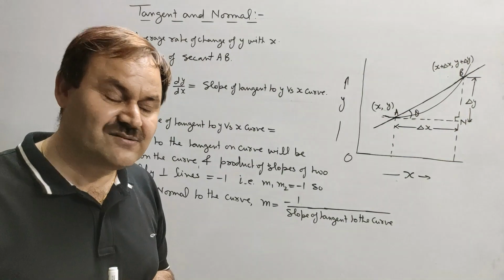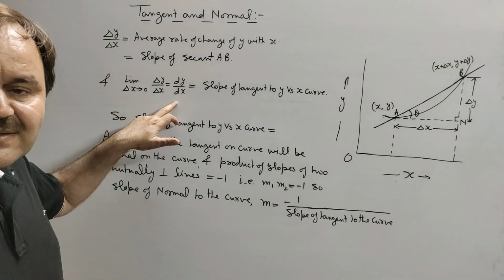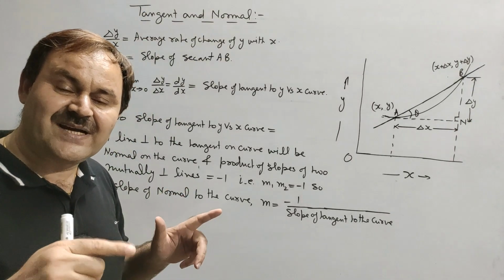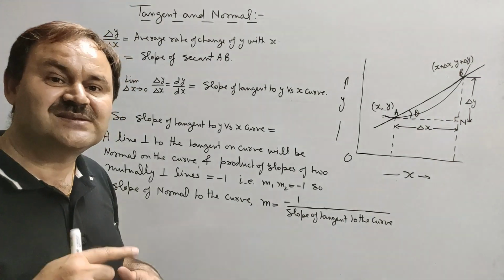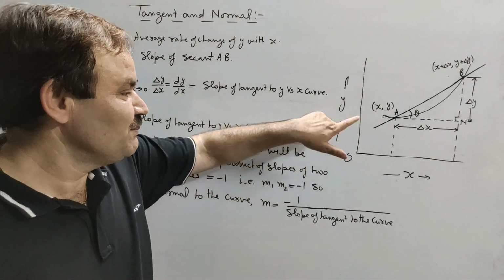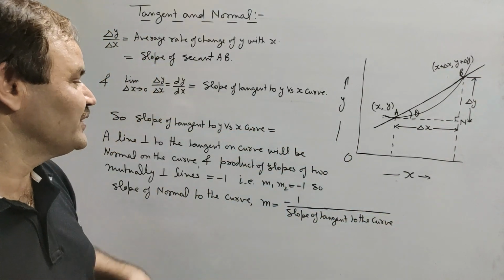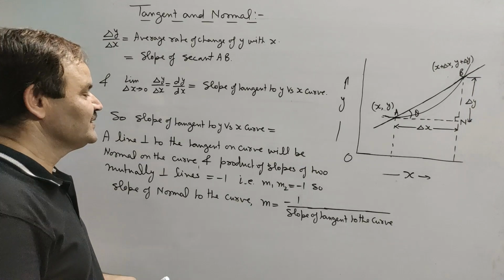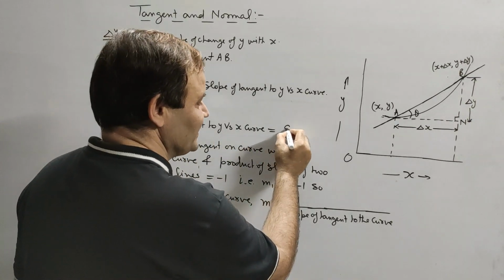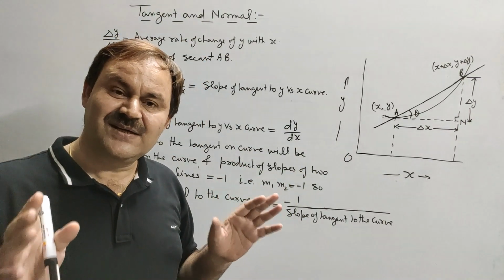Thus, differentiation of y with respect to x will always give the general expression for slope of tangent to y versus x curve. If dy by dx is giving slope of tangent, then to determine slope of tangent at a particular point, that is for a particular value of x, we will put that value of x in the expression for dy by dx.